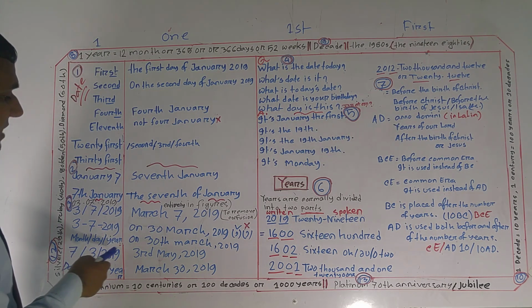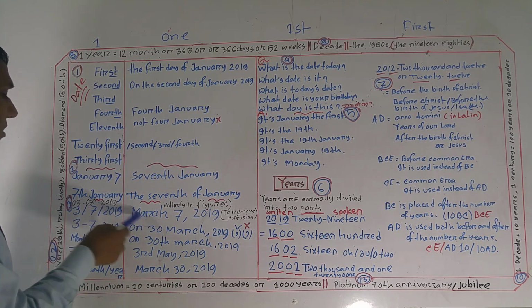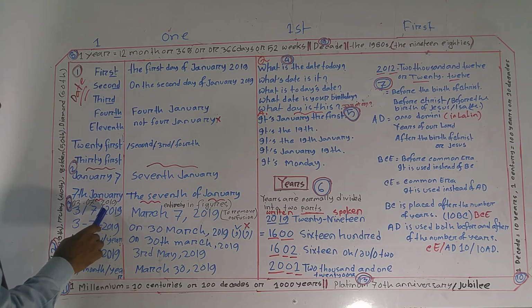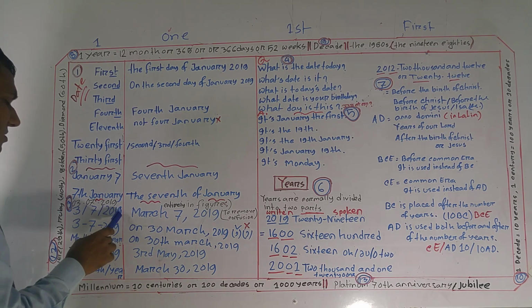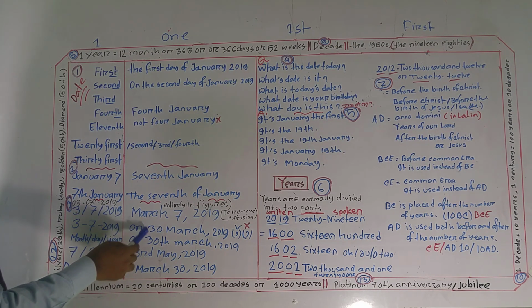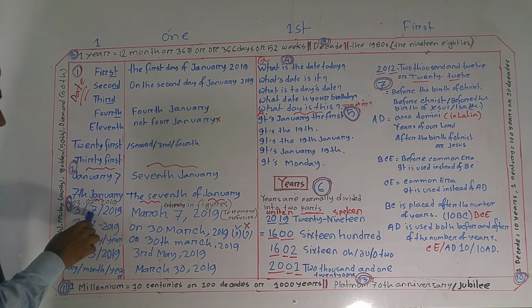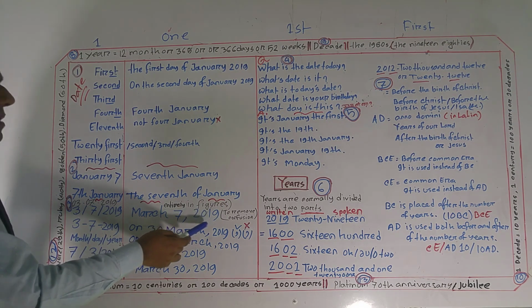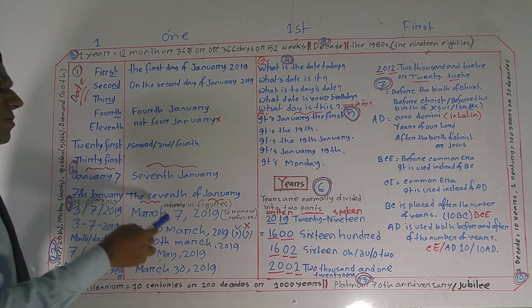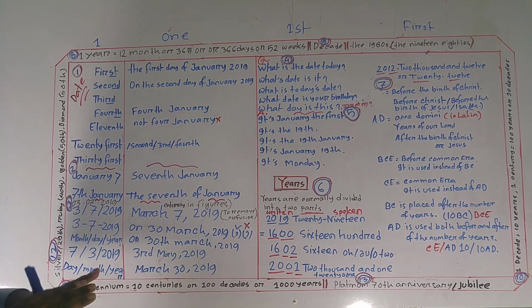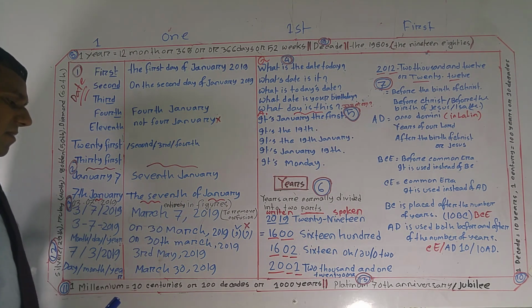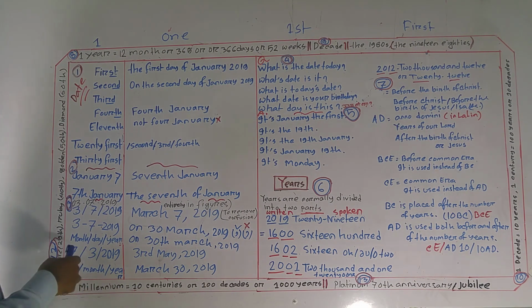This formation is here: March 7, 2019. Again, March 7, 2019. Sometimes you can use a comma and sometimes you can drop the comma. That's not a problem, but most people are using this comma nowadays.